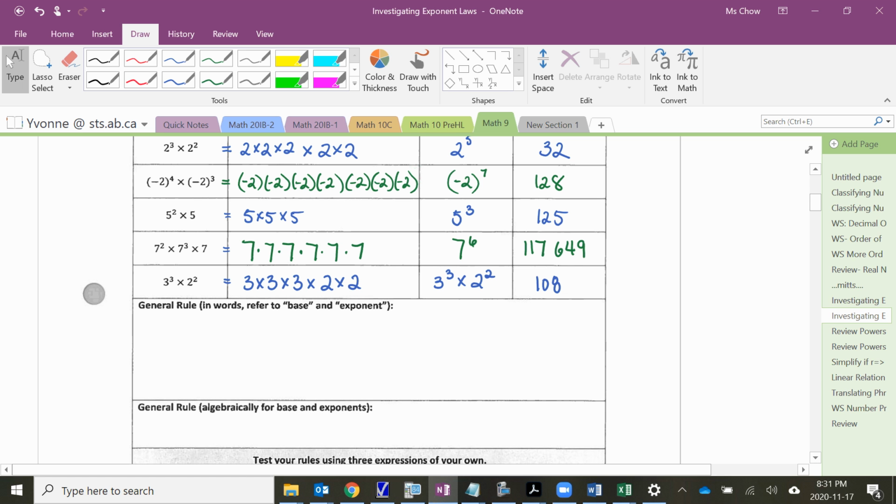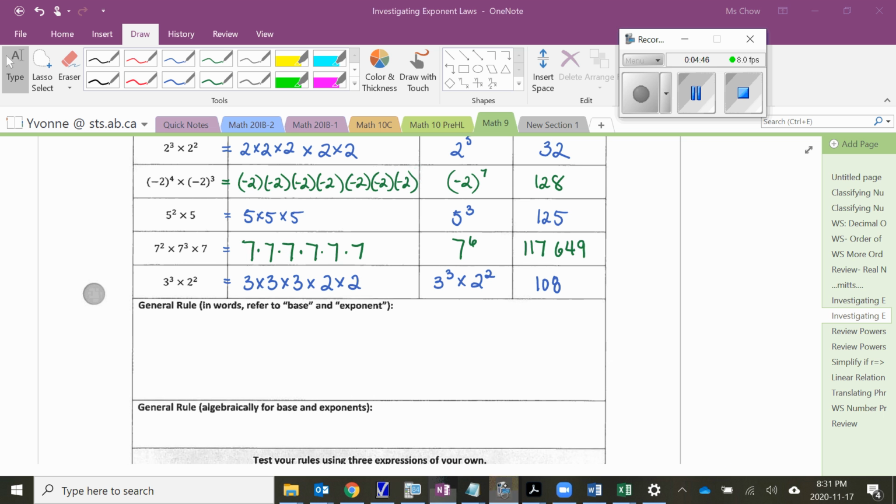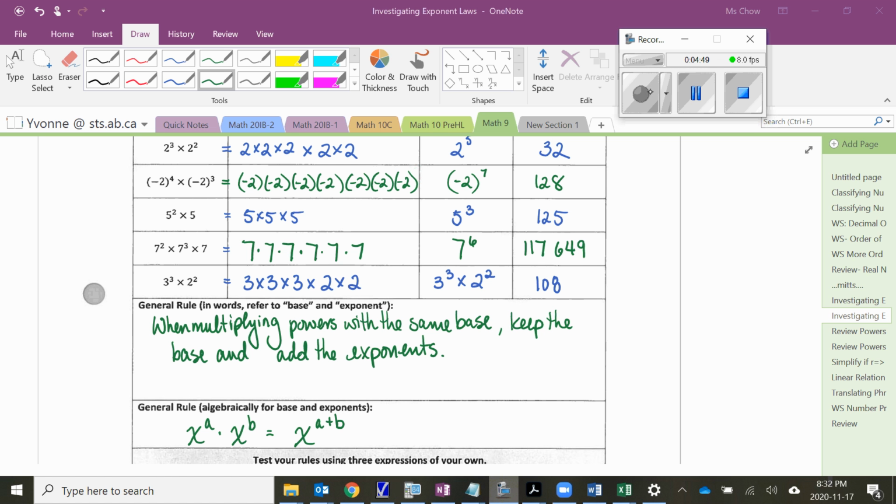And then afterwards, see if you can create a general rule using some variables for your base and your exponent. Okay, so once again, let's hit pause and come back and compare. Okay, so some key words then.